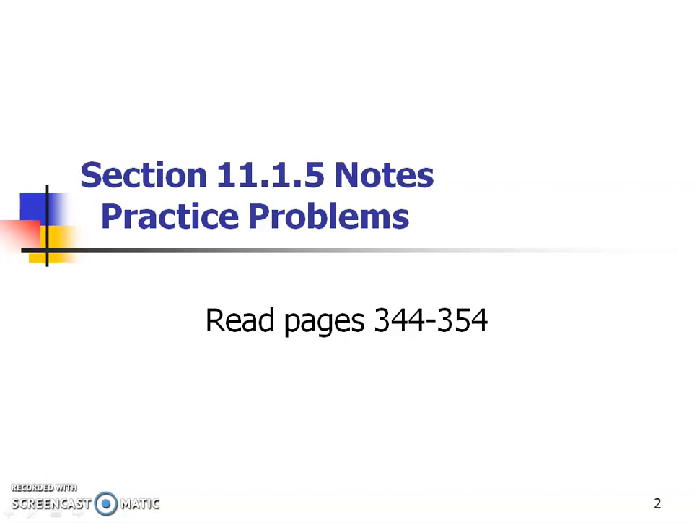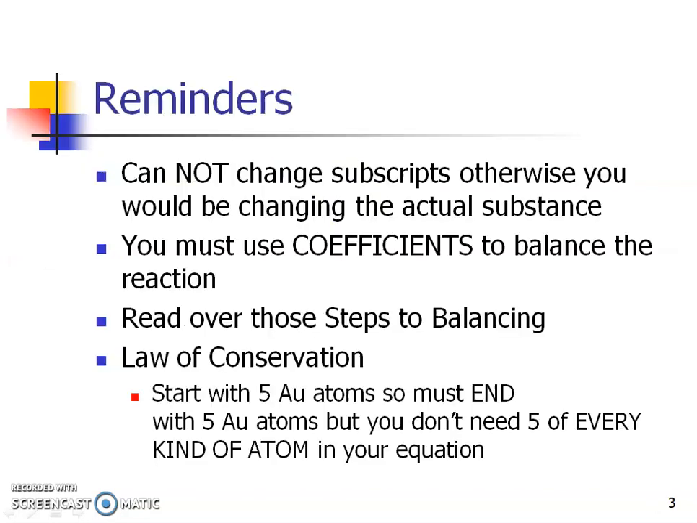This is Mrs. O'Neill for Chapter 11, Section 1, Part 5, your practice problems for balancing equations. So some reminders first. Remember, you cannot change the subscripts of a formula because if you change those subscripts, you're changing the actual substance. For instance, going from CO to CO2, right? There's carbon monoxide versus carbon dioxide. You must use coefficients in order to balance the reaction. That's the only thing you can do or change to balance the reaction.